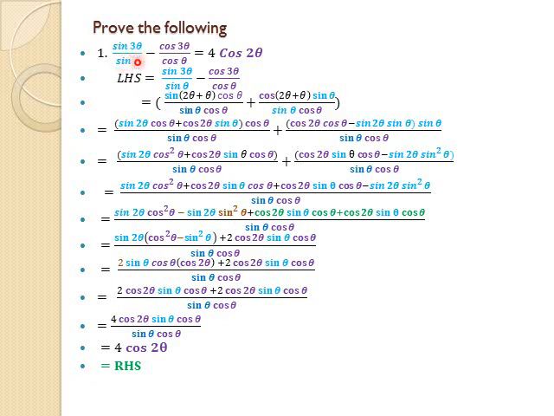So sine 3 theta divided by sine theta minus cos 3 theta over cos theta must equal 4 cos 2 theta. You can see that's a double angle: 3 theta, 3 theta, theta. So take the left hand side and I write it out like that. I need to introduce 2 theta into the two top values. So sine 3 theta can be written as sine (2 theta plus theta). Then cos 3 theta can be written as cos (2 theta plus theta).